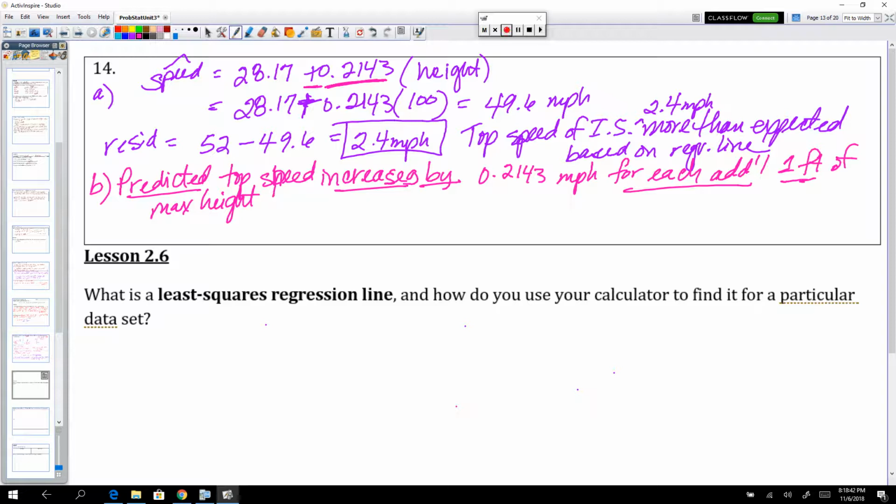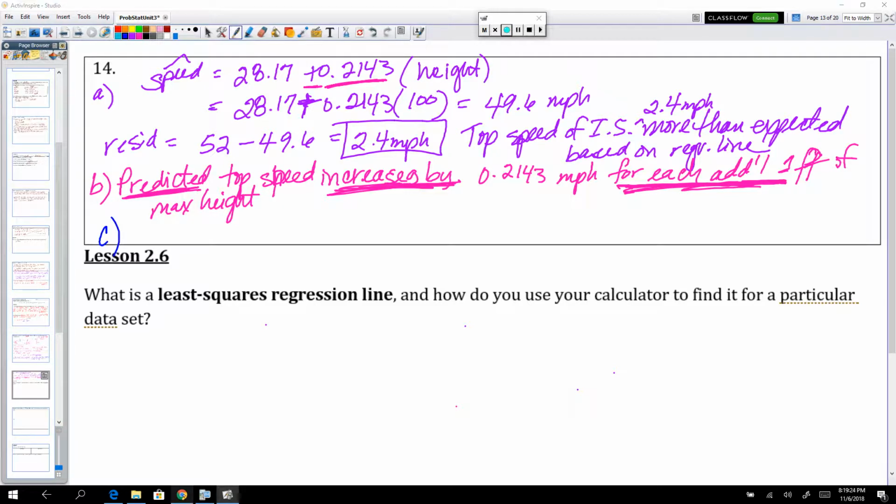Okay, so for each additional one, in this case it's 1 foot, sometimes it's 1 carb or 1 gram or whatever, but this format here, the underlined parts, are what you're going to see each time. The predicted element, the predicted top speed, increases or decreases by 0.2143 miles per hour in this case, for each additional 1 what? In this case, input is height of 1 foot. For each additional 1 foot of height. Okay? That is a proper interpretation of slope, and you should have that format in your head for quizzes and tests.